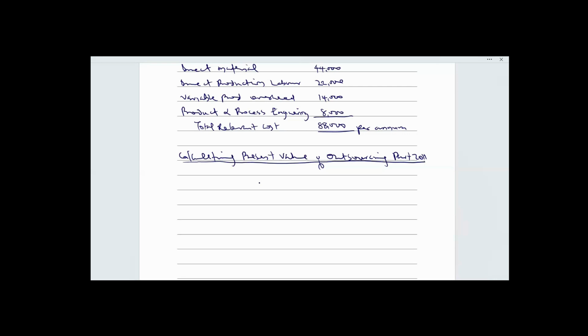To get the present value, we are going to create a column for year. You are going to have description of items. Then we are going to have cash flow. Let me increase that space. Then we are going to have a discount factor at 12%. Then we are going to have present value. So this is the format.